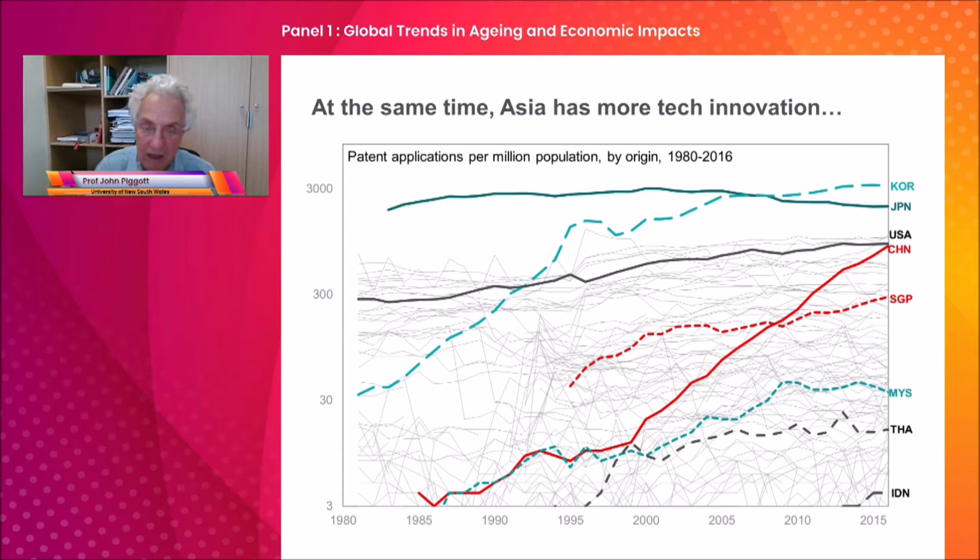But here we're looking at patent applications. And you can see in the last 20 years or so that some countries like China have moved up in terms of patent applications per million population to countries like the USA. And countries like Korea and Japan have had a long tradition of innovation in this kind of space. Other countries, not so much. If you take Malaysia or Thailand or Indonesia, they lie further down. I've lost the slide. There they are back. Next slide, please.